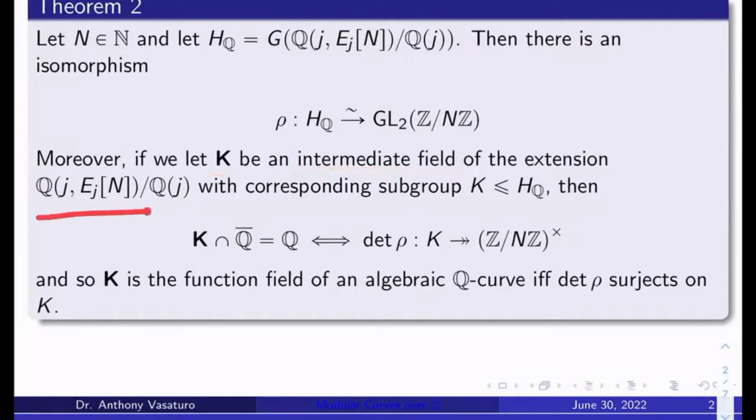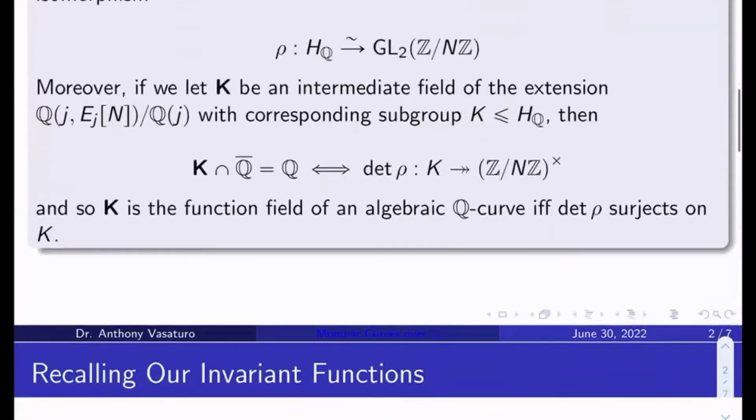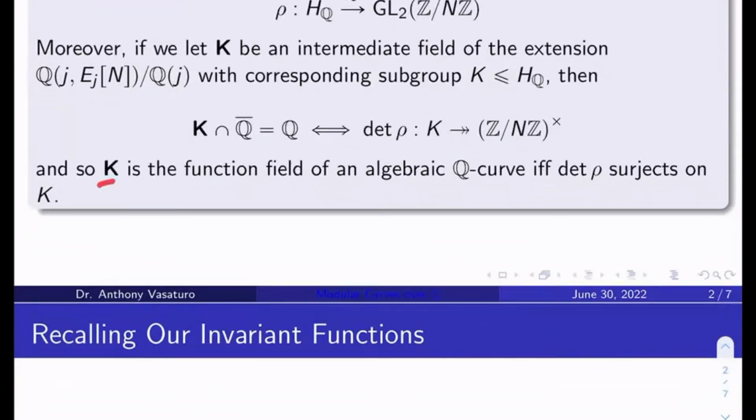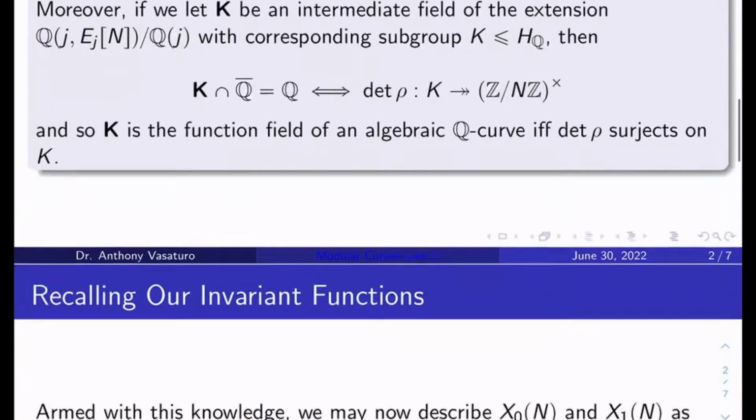Secondly, and maybe a little bit more pertinently, if we let bold K be an intermediate field of this extension, Q adjoin j and the n-torsion over Q adjoin j, and we let regular K be the associated subgroup of the Galois group H_Q from the Galois correspondence, then bold K intersect Q bar equals Q if and only if det rho, thought of as a function on K, surjects onto (Z mod NZ) cross. In other words, bold K is the function field of an algebraic Q curve if and only if det rho surjects as a function on K.